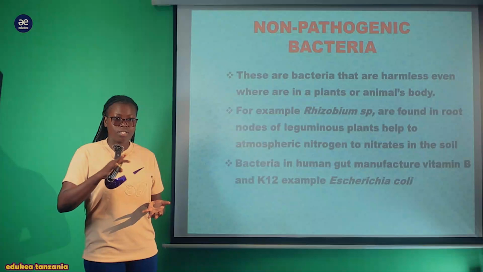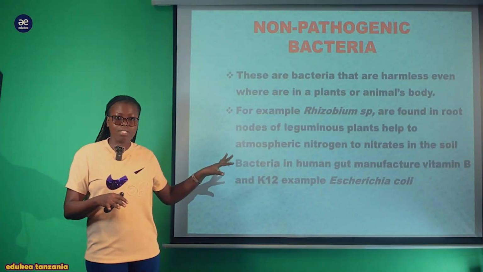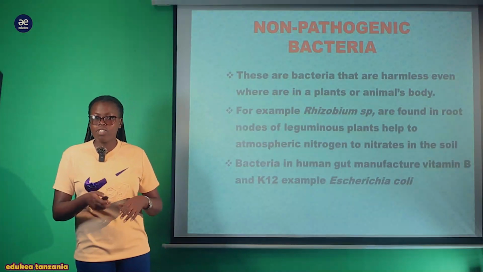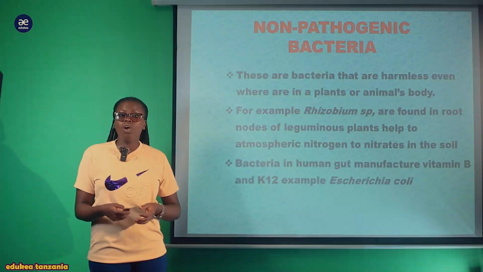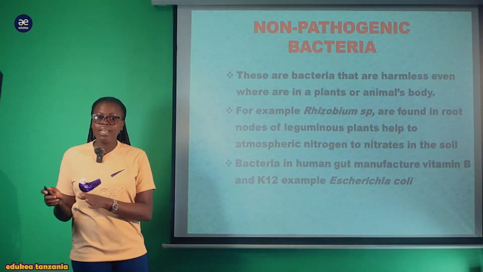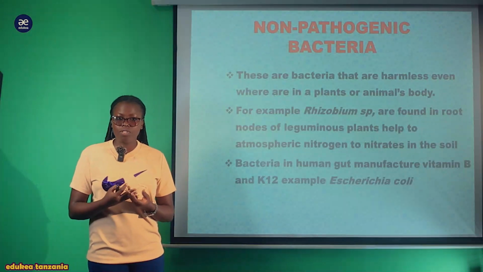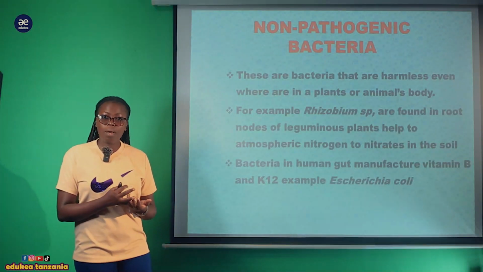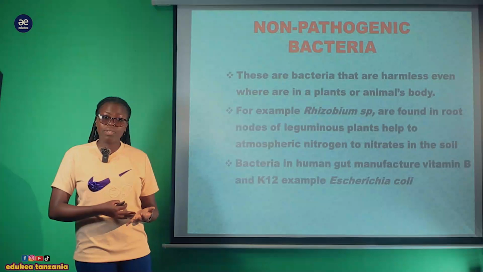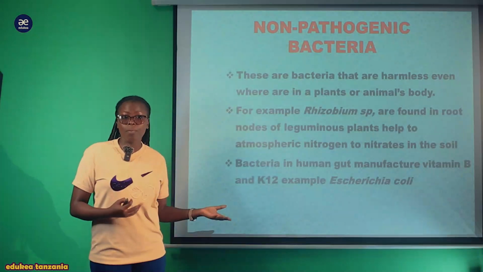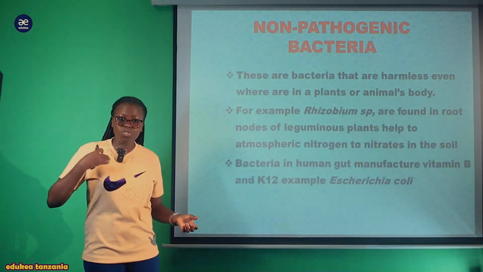Kwa mfano kama maharage, tunakula maharage tunapata protein. Hapa protein imetengenezwa na Rhizobium species ambayo ipo katika zile root nodules. Zile unaona katika mizizi kuna kama nundu. Zile nundu zile sio mizizi, ile pale ni bacteria ambayo kazi yake inasaidia katika nitrogen fixation ili kuweza kufix atmospheric nitrogen kutengeneza nitrate.